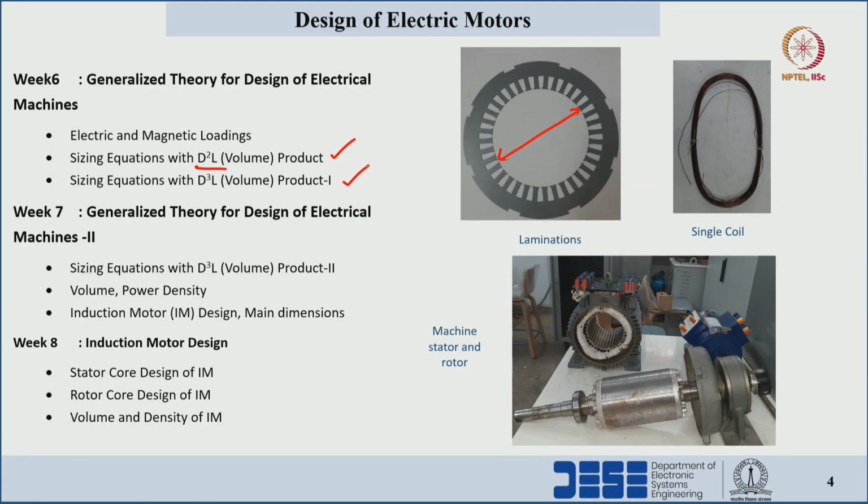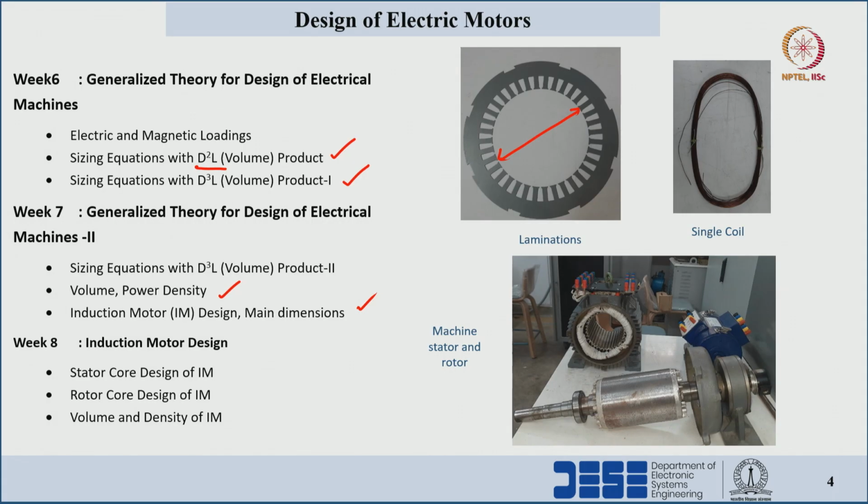Based upon this, the sizing equation with respect to the d square L product will be realized. The d cube L product considers the inner diameter as well as the outer diameter of the stator and the length of the stator, to find the volume of a machine. In the d cube L product, we are considering the stator geometry also. Then, followed by volume and power density equations, different standards we will discuss.